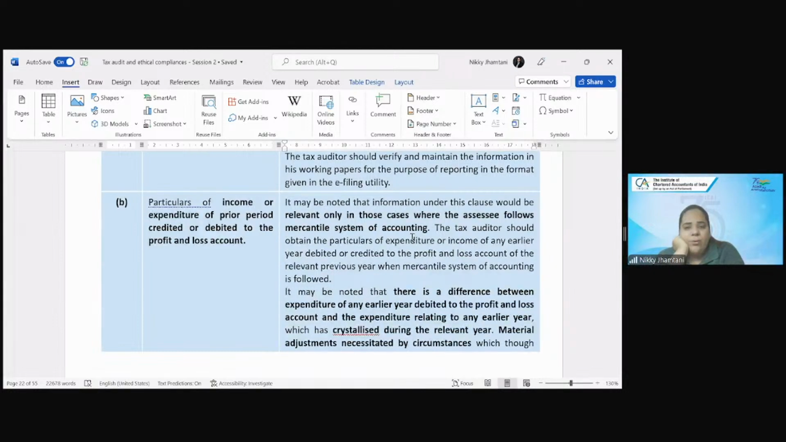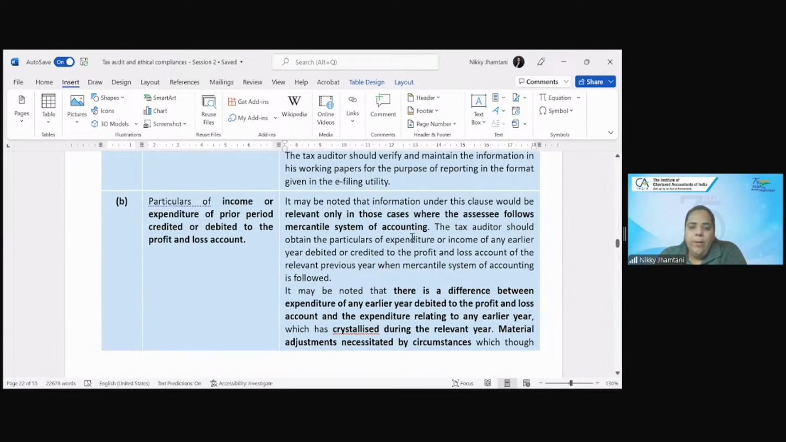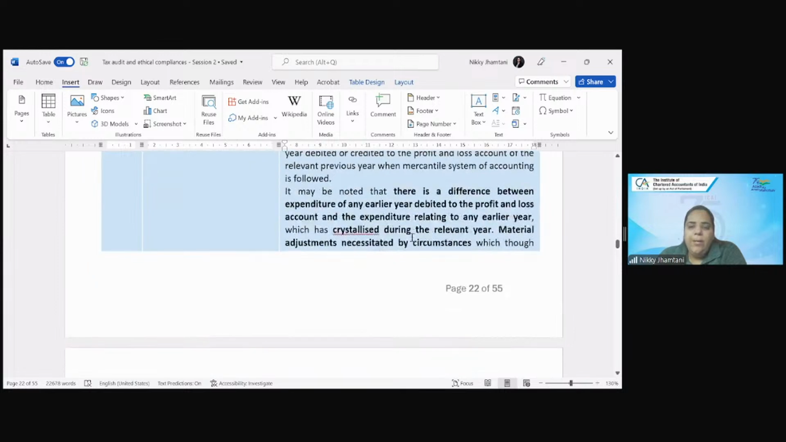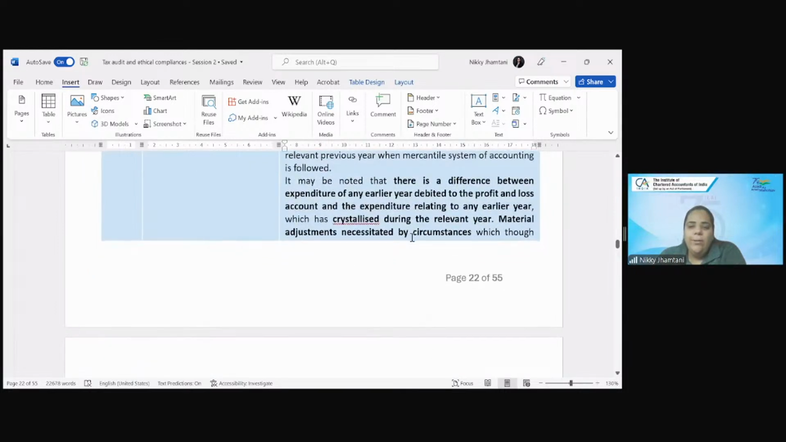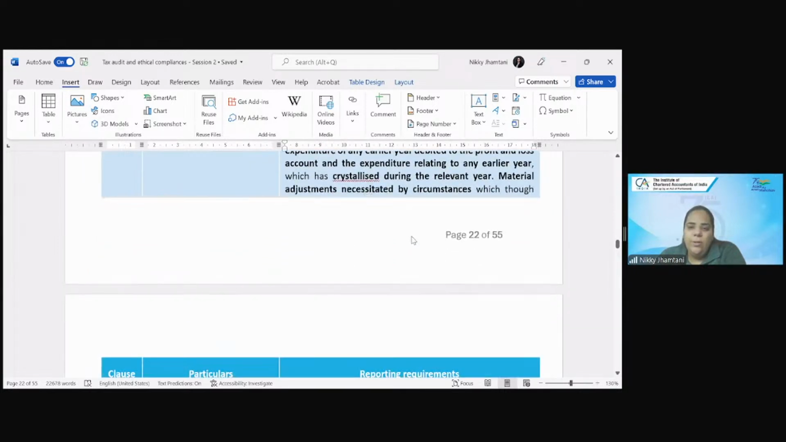The tax auditor should obtain the particulars of expenditure or income of any earlier year debited or credited to the P&L of the relevant previous year when mercantile system of accounting is followed. It may be noted that there is a difference between expenditure of any earlier year debited to the P&L and the expenditure related to any earlier year which has been crystallized during the relevant year.